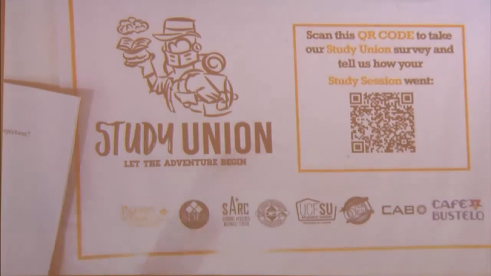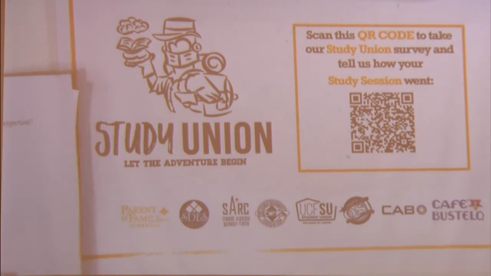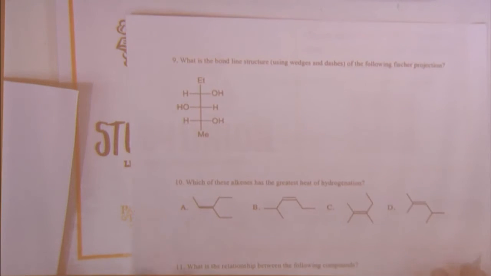Okay, so now we're moving on to question number 9, which is converting bond line structures to Fischer projections. There are different ways to convert a bond line structure to a Fischer projection, so I'm going to try and go over both of the ways.